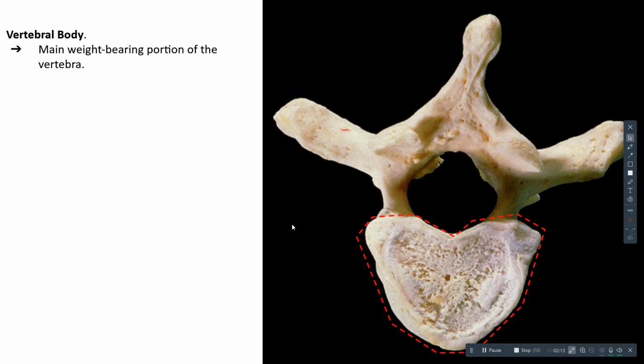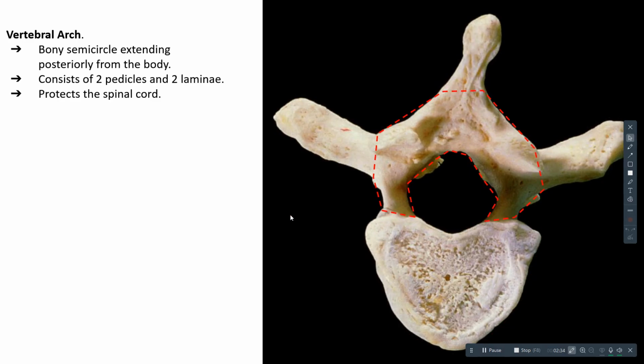So on this vertebra, I have circled this body. This is the vertebral body right here. It is the main weight-bearing portion of the vertebra. It is the anterior part of the vertebra. So this is anterior, this is posterior back here. Now, coming off that body, we have a bony curve. That is called the vertebral arch.